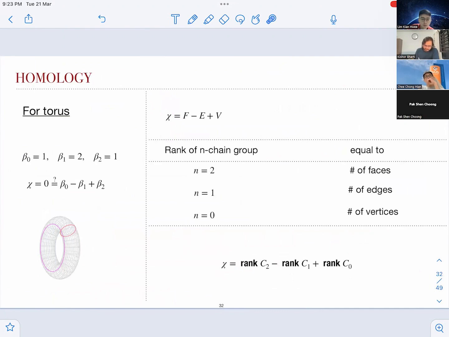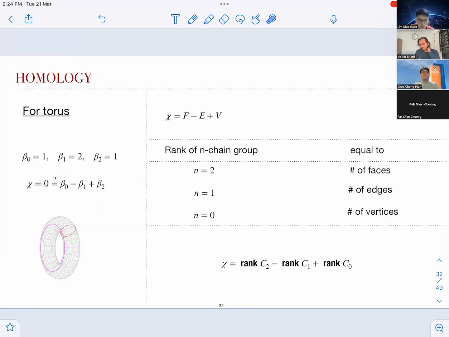So for the torus, we have beta 0 equal to 1. You can calculate it, beta 1 equal to 2, beta 2 equal to 1. So you see that when you add beta 0 minus beta 1 plus beta 2, it's equal to 0. And it makes sense. Why are we getting it like this? Because we have chi equal to f minus e plus v, which is the number of faces minus the number of edges plus the number of vertices, which is nothing but rank of C2 minus rank of C1 plus rank of C0.